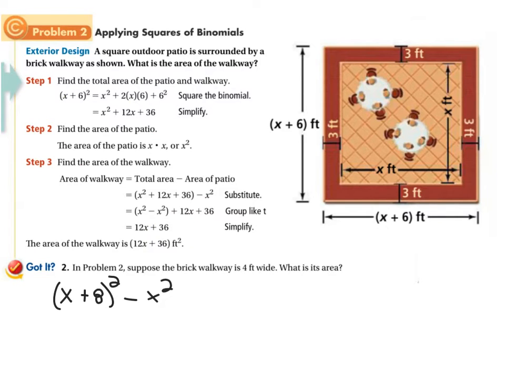Okay? Now let's expand this right here. And how do we expand that? Well, we square the first term, x squared. And for the middle term, we do this term times this term, x times 8, 8x, and double it to 16x, plus 16x. Okay, and for the third term, we square this. 8 squared is 64, plus 64.